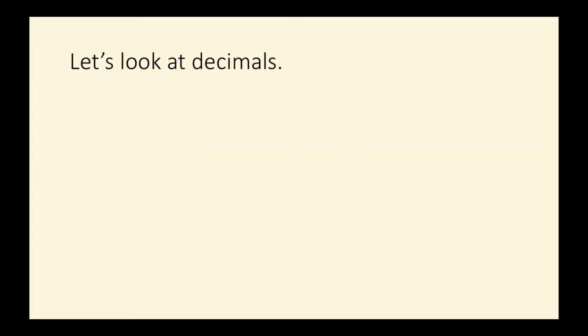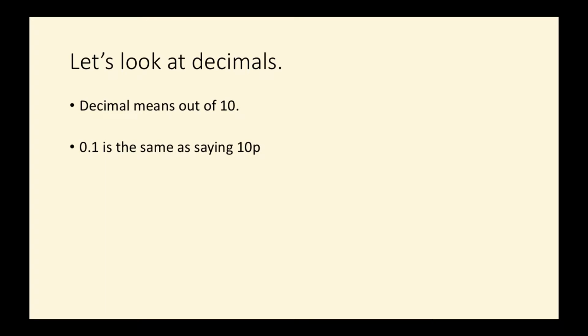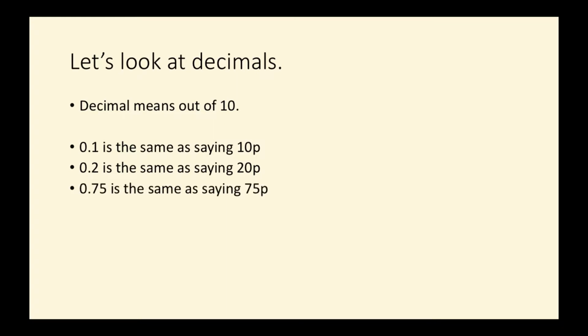Let's look at decimals first. Decimal means out of 10. So, thinking about money, 0.1 is the same as saying 10 pence. 0.2 is the same as saying 20 pence. 0.75 is the same as saying 75 pence. And 1.00 is the same as saying a pound.